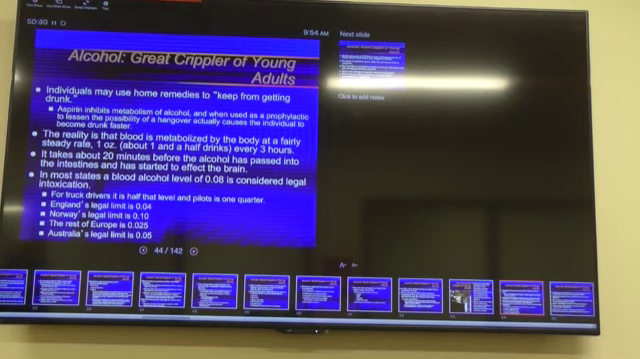The rest of Europe is 0.025. Australia's limit is 0.05. What they're trying to do is keep people from drinking and driving, which makes a lot of sense. You should call a taxi if you're drunk and you've been drinking. And that's the way it works.